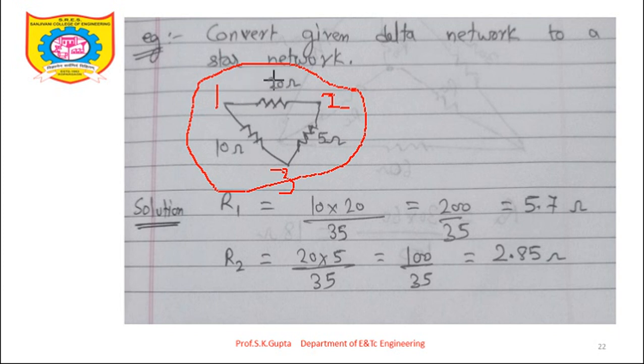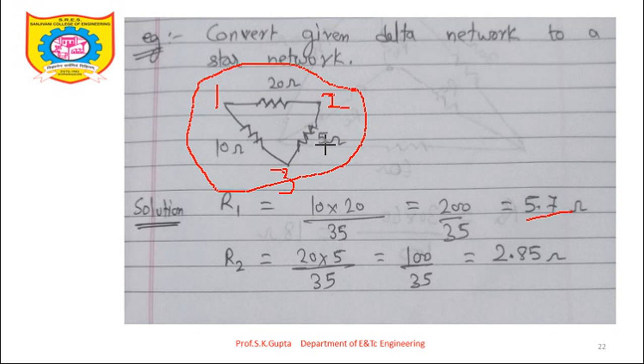So take the product 10 into 20 divided by the sum of all resistances. 10 plus 20 plus 5 is 35. So 10 into 20 divided by 35, that is nothing but 200 divided by 35. Answer is 5.7 ohm.